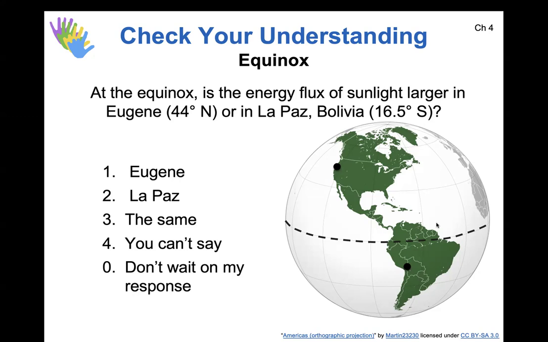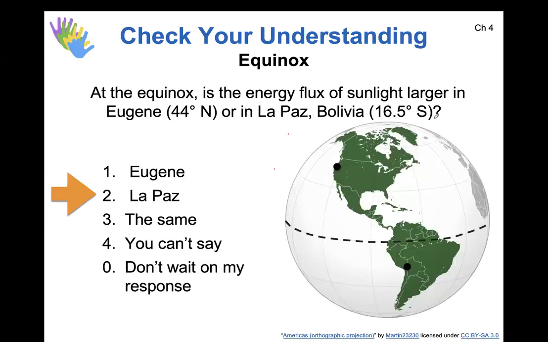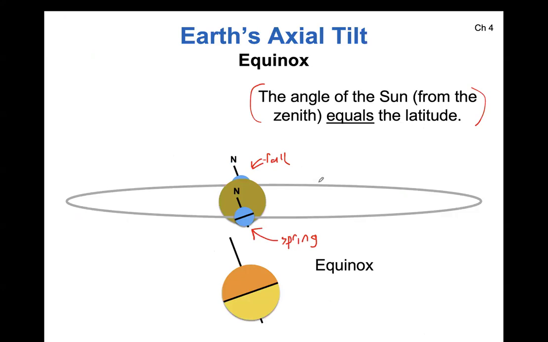Okay, I got a variety of answers. Some people are saying the same, some people said La Paz, and a couple of you said there would be more sunlight in Eugene. Well, let's see. It's La Paz. The reason is that statement we saw, which can also be written as a formula, that the angle of sunlight from the zenith equals the latitude. So all we need is that the angle equals the latitude. La Paz has a smaller latitude in terms of its distance from zero. Therefore, it's going to have a higher altitude in terms of the sunlight.